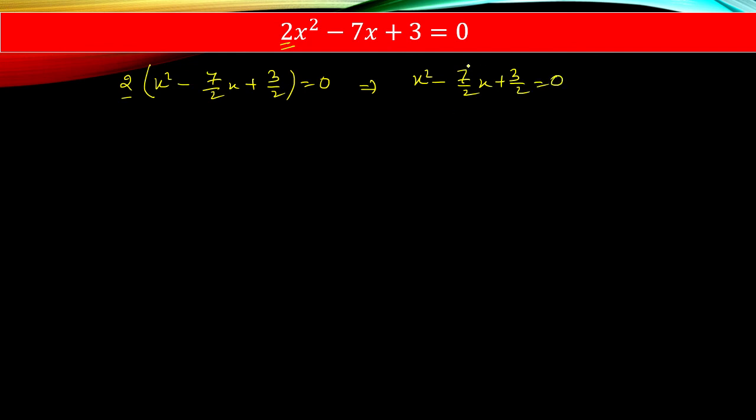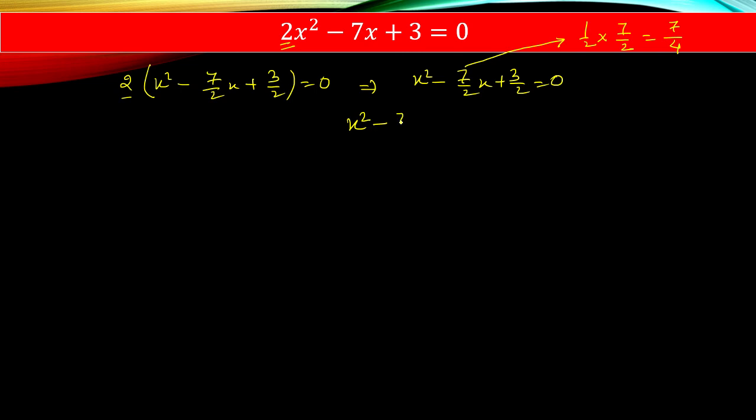So what we have to do next is halve this coefficient of x. The coefficient of x is 7 by 2. If we halve this, it will become 7 by 4. So with 7 by 4, we are going to add the square of 7 by 4 and also subtract the square of 7 by 4 in this equation.